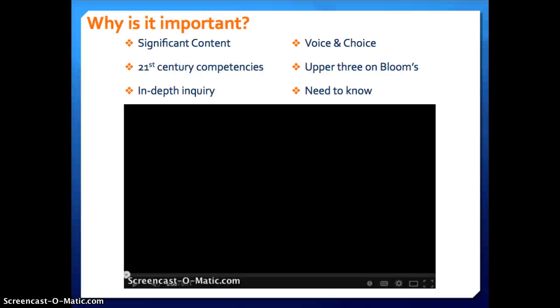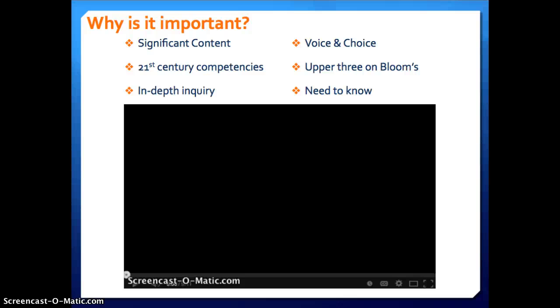So kind of summing up there, it's really important to do project-based learning, first of all, because we have those 21st century skills. It's really this in-depth sort of inquiry process that's occurring. The upper 3 levels on Bloom's taxonomy that we talked about, but also because students are forced to actually understand quite a significant amount of content.